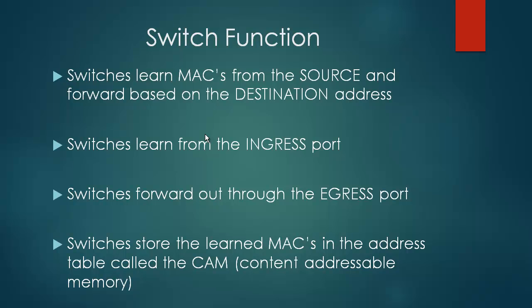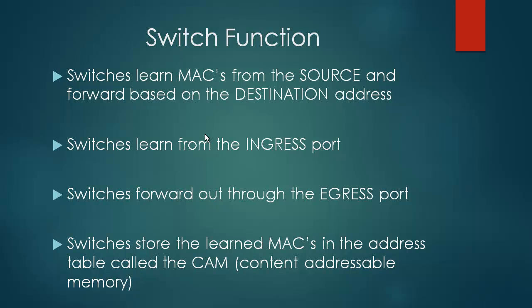So PC1 is connected to port 1, and when it sends something to PC2, it comes into the switch. The switch doesn't know where to go. So the switch then forwards that information out ports 2 through 24, all other ports except for the one that it came in on. And then obviously it finally gets to PC2. Well, when PC2 gets the information and sends its reply back, that's when the switch learns the address of PC2. So your switches learn the MAC address from the source field.